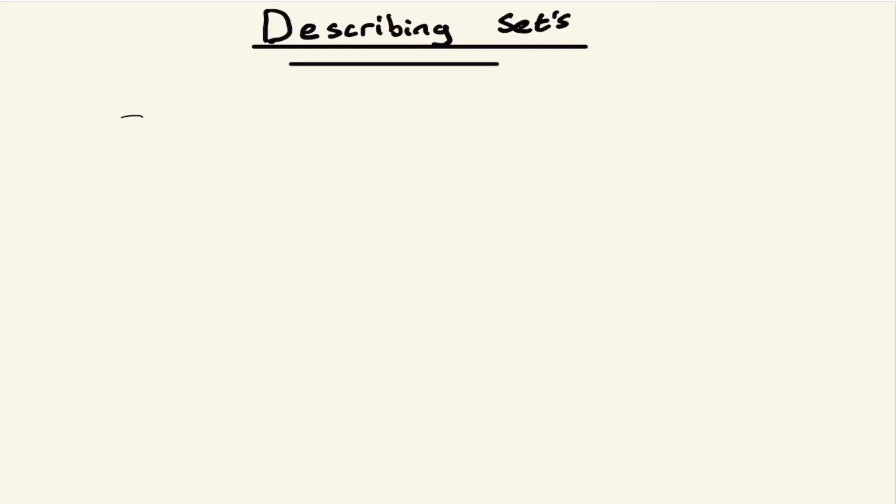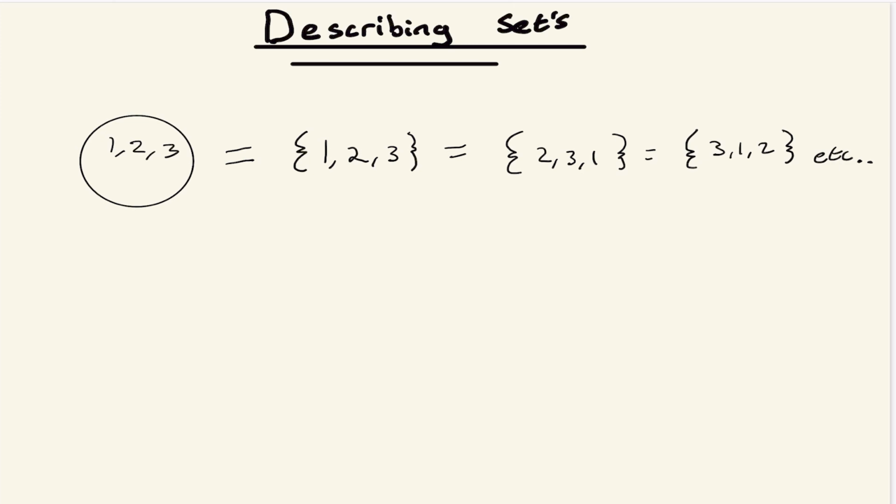Now let's discuss how to describe sets using numbers. We could create a set using a circle with elements 1, 2, 3 inside. However, a quicker and more efficient way of representing a set is by drawing brackets, and within those brackets, we put the elements with commas between them. In a set, the order in which objects or elements are placed does not matter. So within the brackets, the order of the objects or elements placed also will not matter.